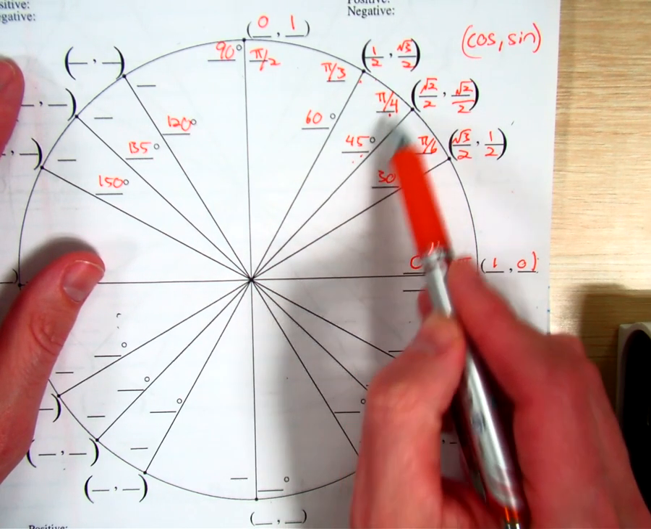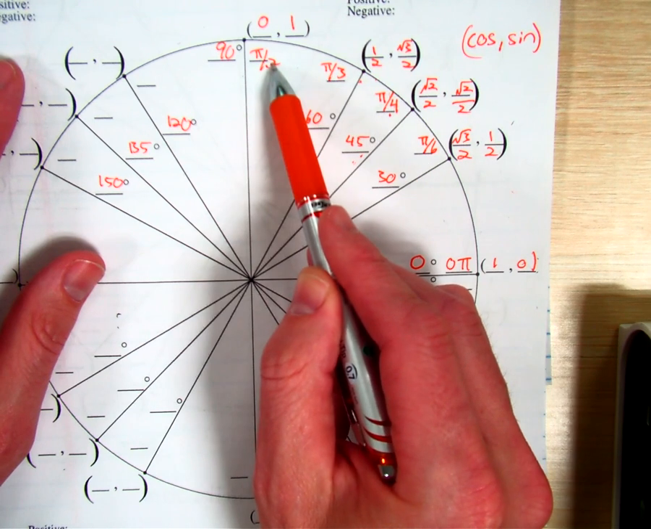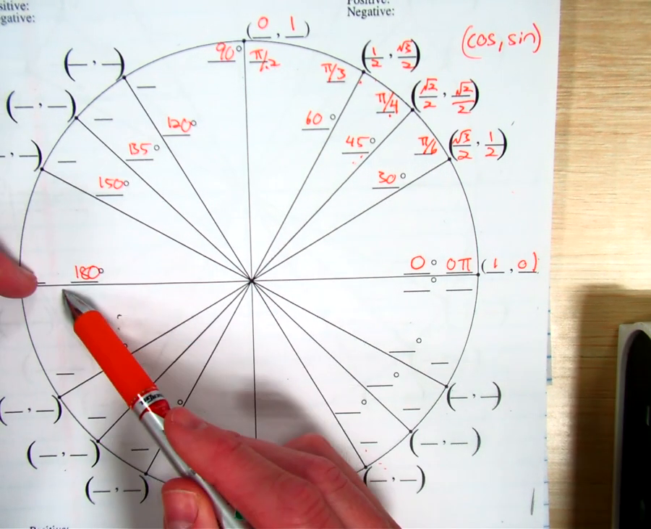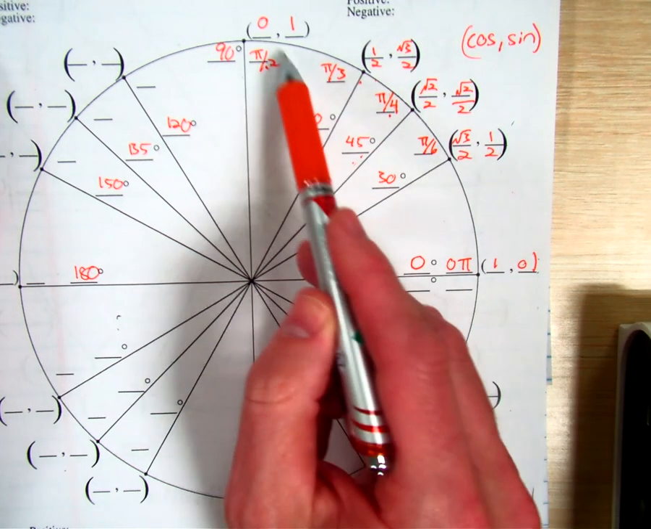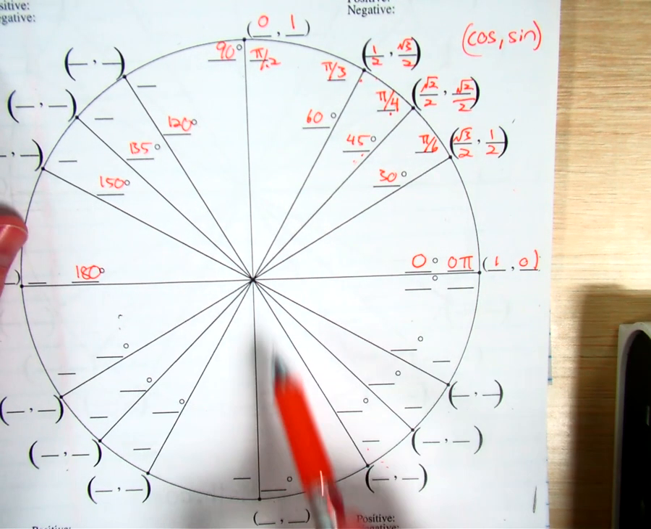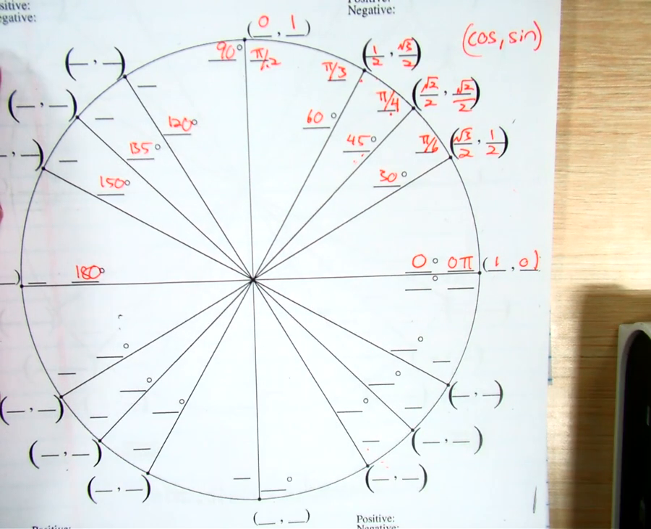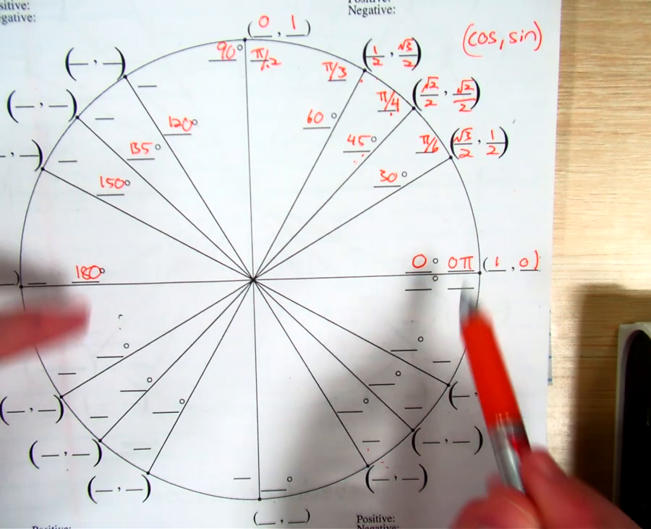2 pi over 4 would be 90 degrees, and 2 pi over 4 would reduce to pi over 2. And then it's going to be 3 pi over 4. 4 pi over 4, 5 pi over 4. So the even pi over 4's reduce, and they're going to be the ones on the axis lines. The odd pi over 4's are going to be in the middle. And then the pi over 6's are going to be next to the x-axis.